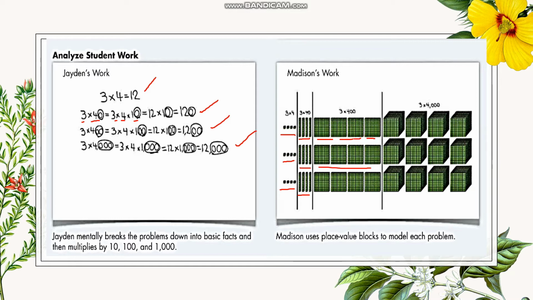Then 3 groups of 400, so 1, 2, 3, and 400. Second group of 400 and third group of 400. When you count, that is equivalent to 1200. Another, we have 3 multiplied by 4000. So each one is equivalent to 1000. So that is equivalent to 4000. So this is the first group. So another 4000 and then another 4000, and that is equivalent to 12,000.